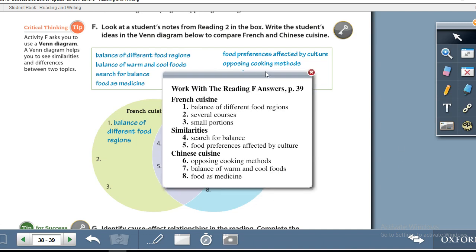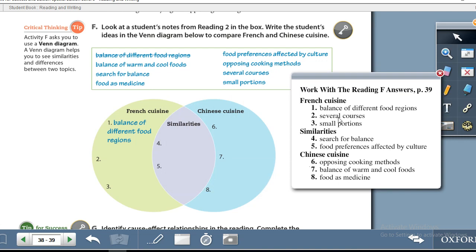Right, so as you can see, this is a quick look at the answer key, right? It says work with the reading F answers. So let's look at the first one. The first one is given to you. Number 1, balance of different food regions. They have given you number 1. Number 2, several courses, right? Number 3, small portions. The similarities, search for balance. So they both, the similarities in both is they search for balance. The next similarity which they have, food preferences affected by culture.